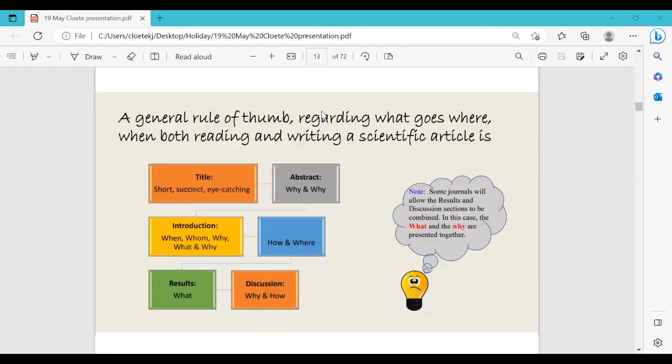Right? So when we read these different sections, the general rule of thumb regarding what goes where, when both reading and writing a scientific article, is the following. When we look at the title, it must be short. See if the title you are reading is short, succinct, and eye-catching. Now remember, there's a difference in how titles are written in academic papers published in journals and titles of papers that appear in popular magazines like The Conversation.